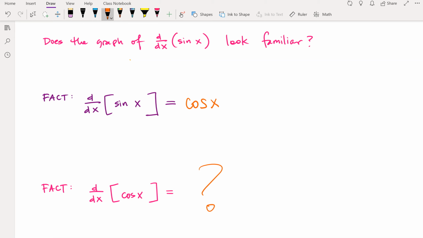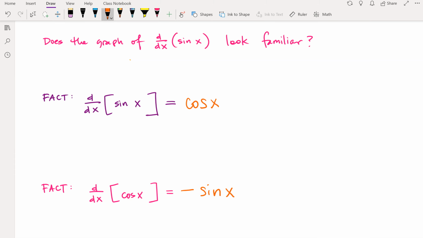Okay. So now, what do we think? What could you guess the derivative of cosine is? Go ahead and guess. Tell me what you think the derivative of cosine might be. All right, if you said sine, you are kind of right. The derivative of cosine is negative sine of x.